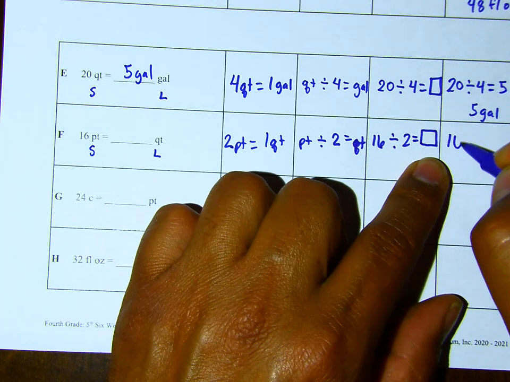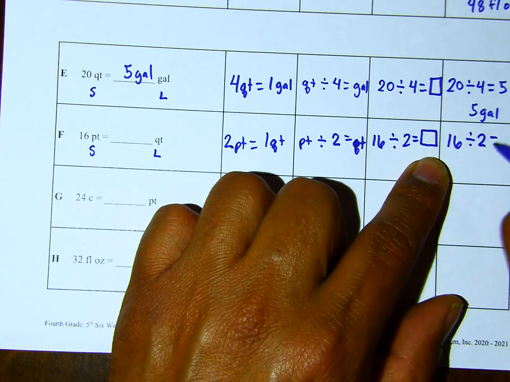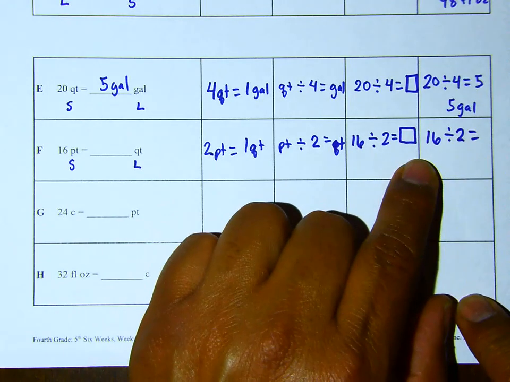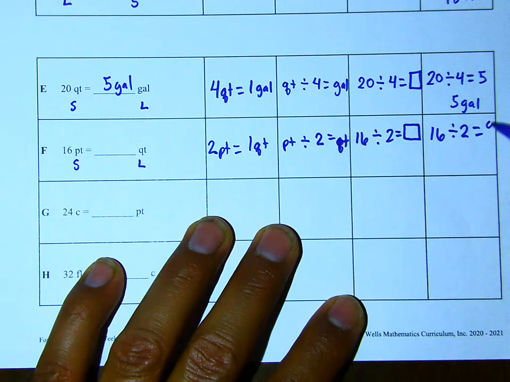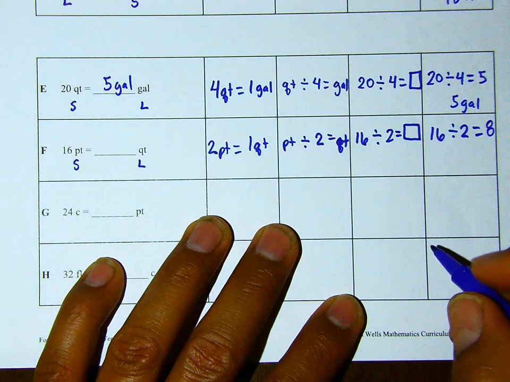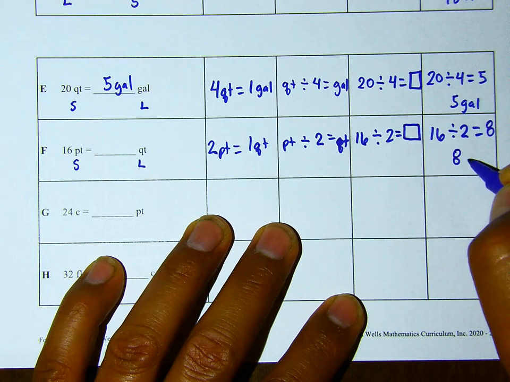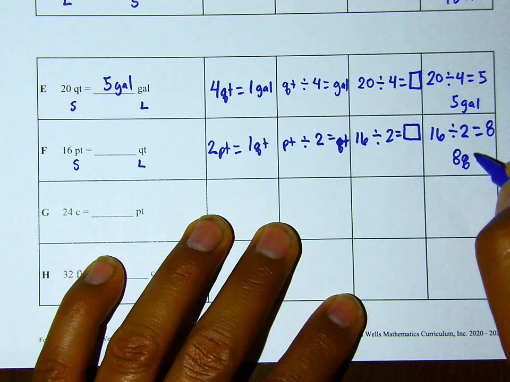So 16 divided by 2. So how many 2s go into 16? 2, 4, 6, 8, 10, 12, 14, 16. That's 8. So our answer would be 8 quarts.